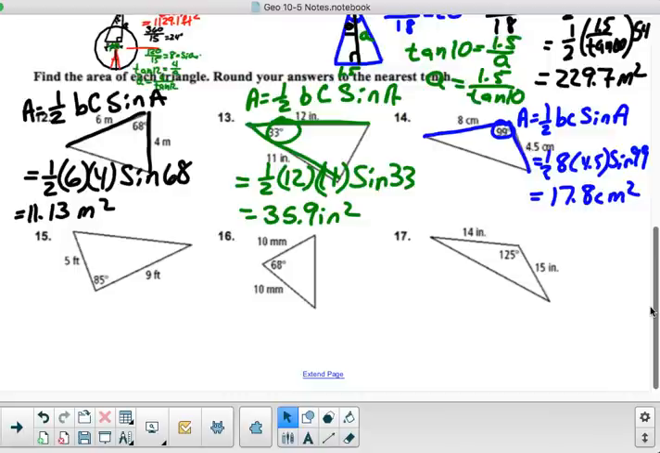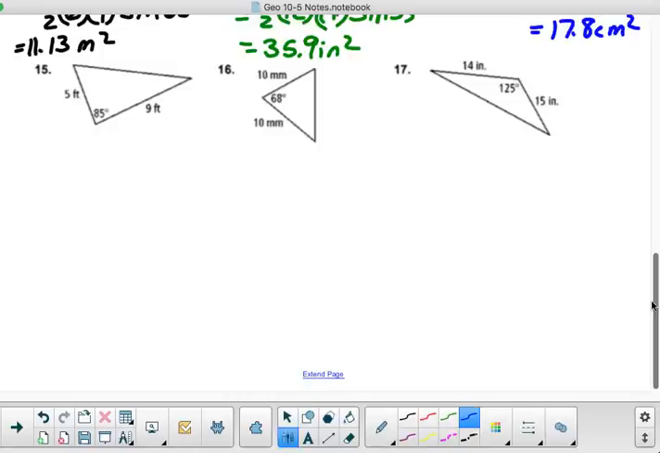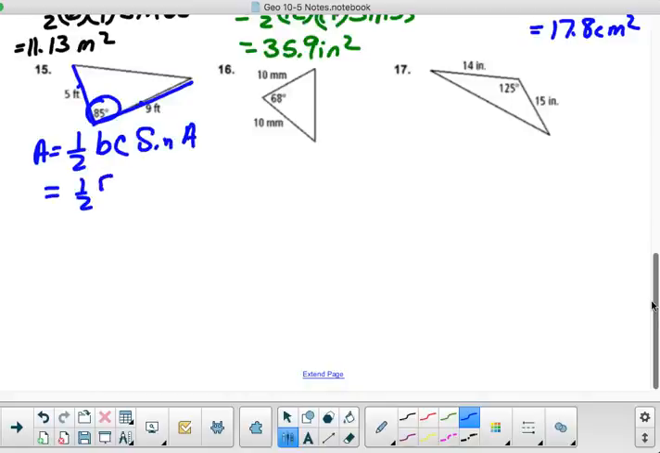Now, I'm hoping that you're starting to pick up on this formula that finds the area of a triangle. All I have to have is the two sides' measure. I've got the angle, and these two sides make the angle that we know the measure of. So the area of a triangle is 1/2 bc, the two sides that make the angle, sine of A. Well, this is going to be 1/2 times 5 times 9 times sine of 85.